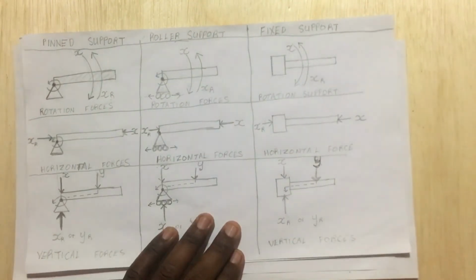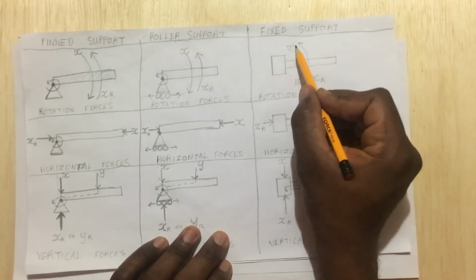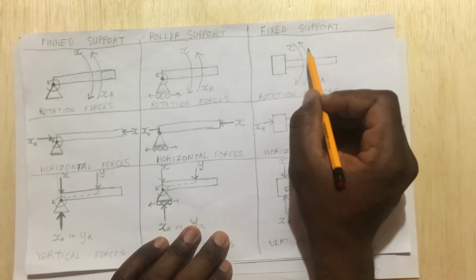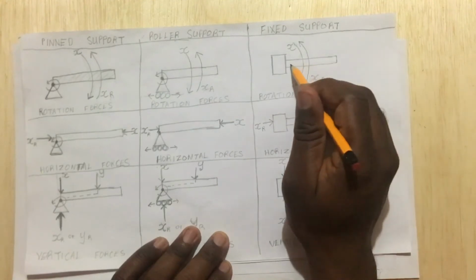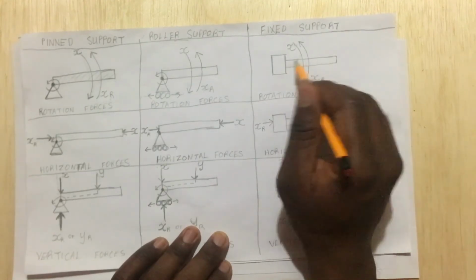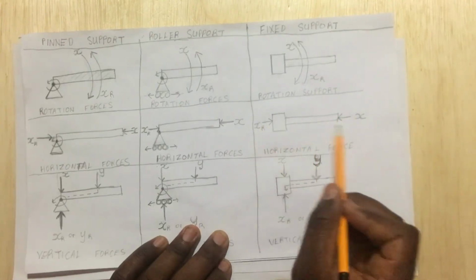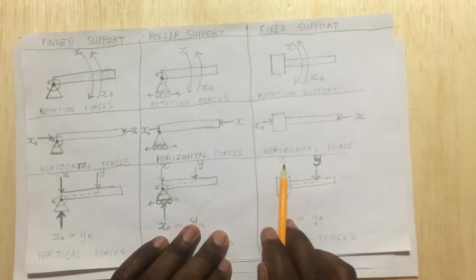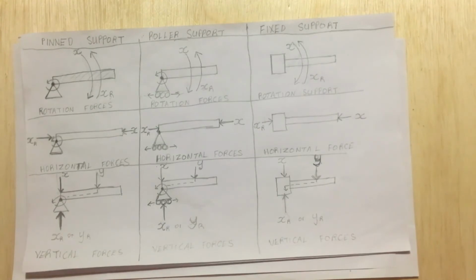The fixed supports resist all types of movements, hence the name fixed support. So if you're trying to rotate this member, whatever force is applied, an equal and opposite force will be exhibited unless some part of the member fails. Likewise can be said for horizontal forces, they will be resisted, and vertical forces will be resisted. So that's all you need to know about the different types of supports for beams.